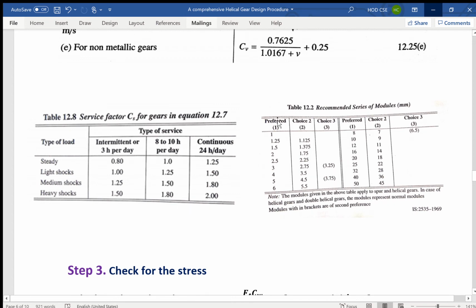And here, table 12.2, recommended series of module Mn. So we are going to select Mn. See here, the modules given in the above table apply to spur and helical gears. In the case of helical gears and double helical gears, the modules represent normal modules. Modules within brackets are of second preference. It's better to go with the first preference.